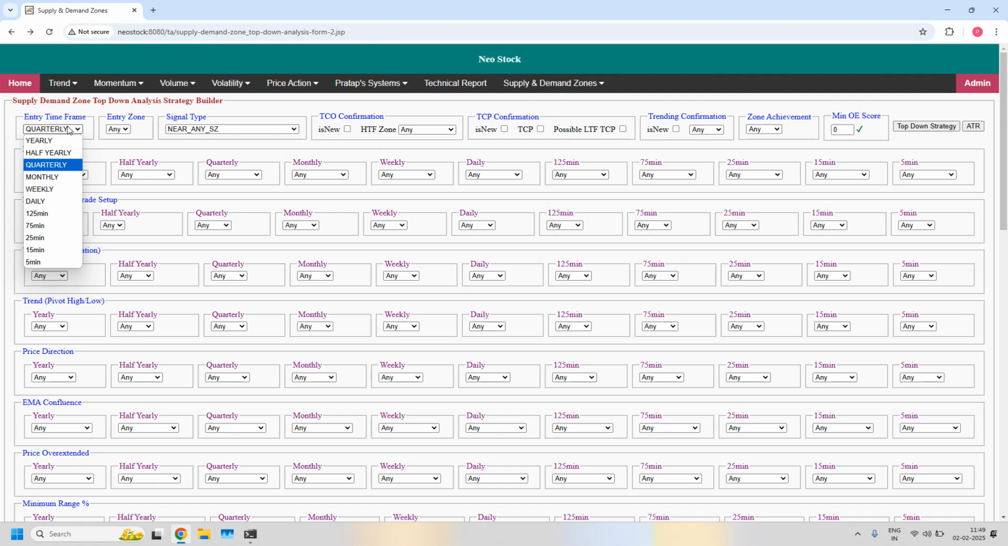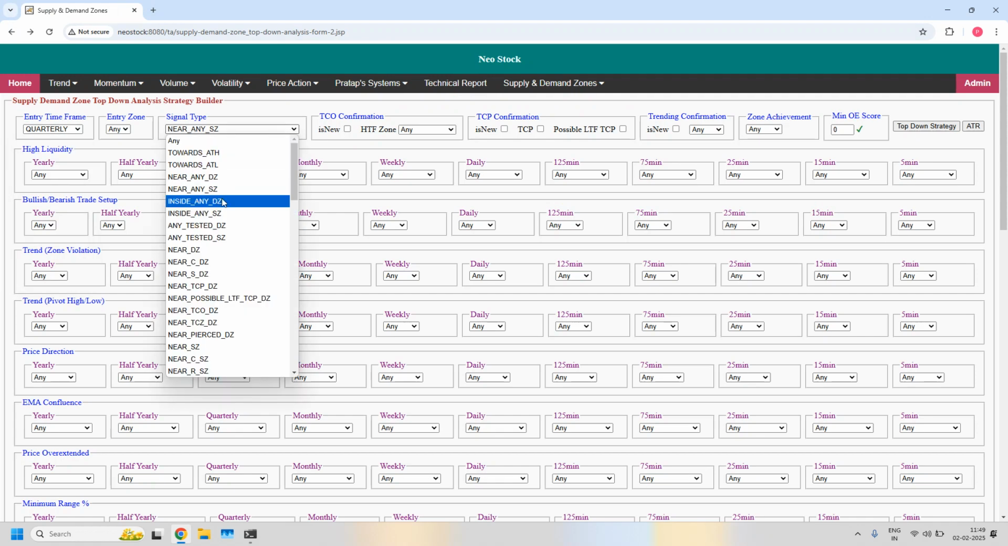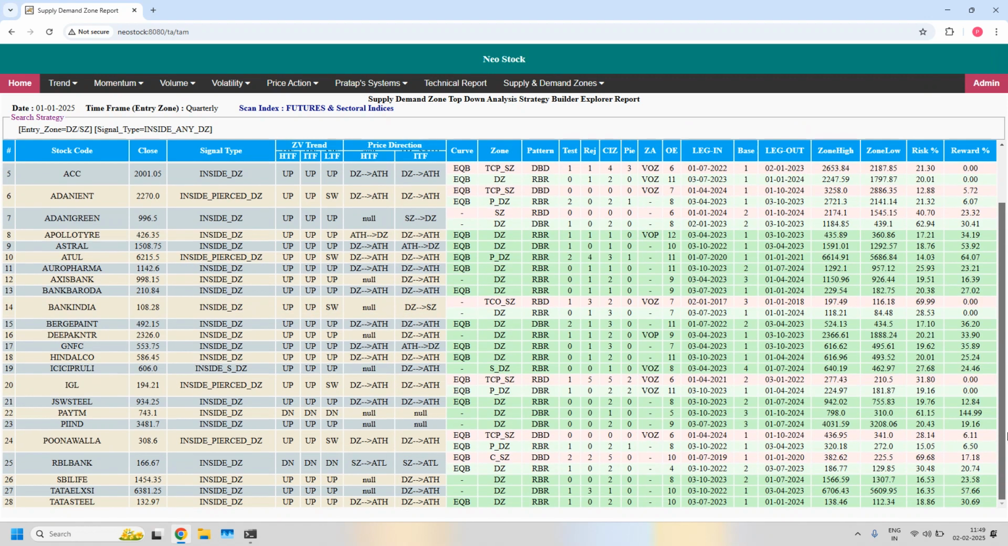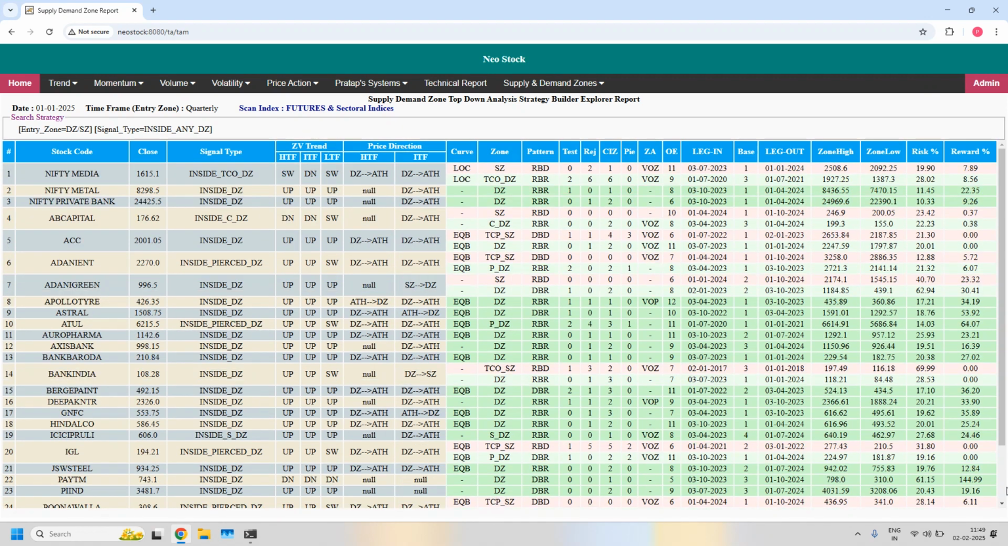Next, quarterly time frame. Price closed inside the quarterly demand zone. We got 28 stocks. First 23 stocks in the list.